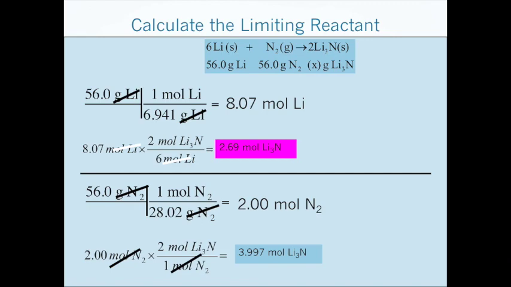So 3.997 moles is higher than 2.69 moles. So in this case, lithium would be the limiting reactant because there is stoichiometrically less of it than the nitrogen gas.